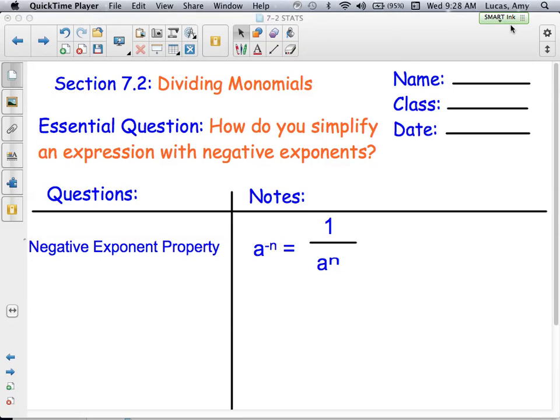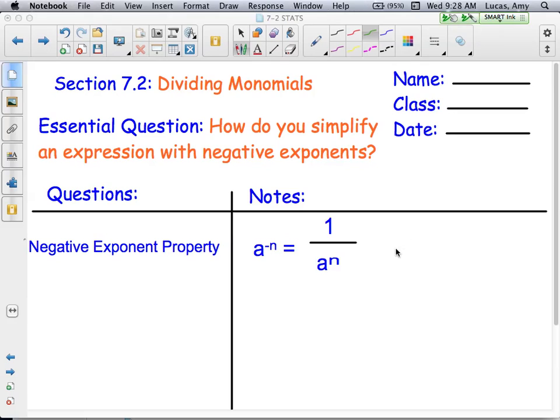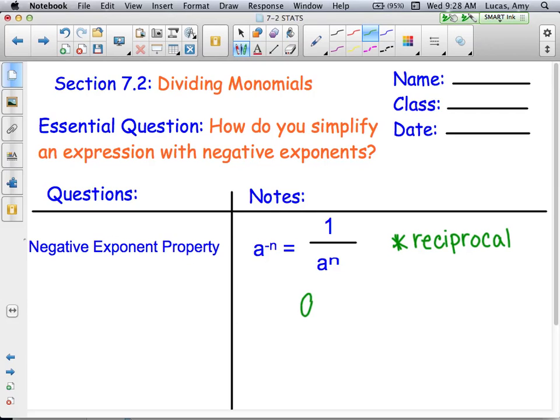And what I want you to notice is that it says a to the negative nth power, meaning the exponent is negative, equals 1 over a to the nth power. What that means is that it's a reciprocal. Remember that a reciprocal is when you flip a fraction over. So a to the negative n over 1 equals 1 over a to the n. So it's a reciprocal where the 1 moves from the denominator to the numerator, and then the exponent moves from the numerator to the denominator, and the exponent turns into a positive when you do that.